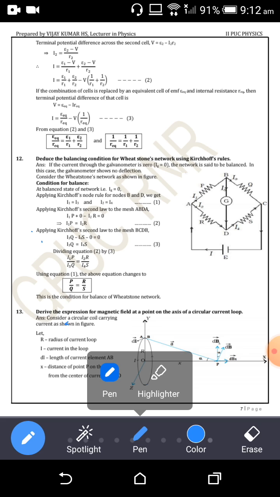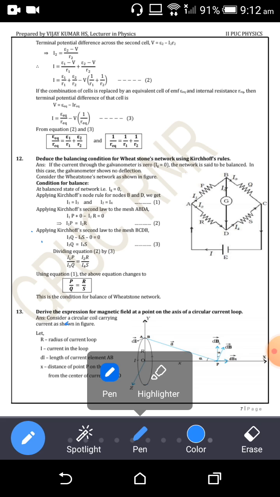E2 minus I2 R2. Taking I2 to the LHS, so we are going to get I2 is equal to E2 minus V divided by R2. Okay, so next, as you know, combining this I1 and I2, we are going to get I is equal to E1 minus V divided by R1 plus E2 minus V divided by R2.